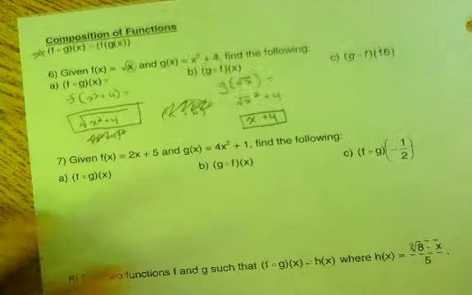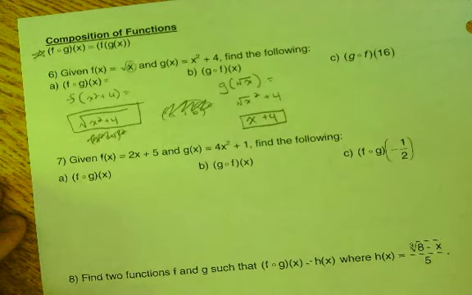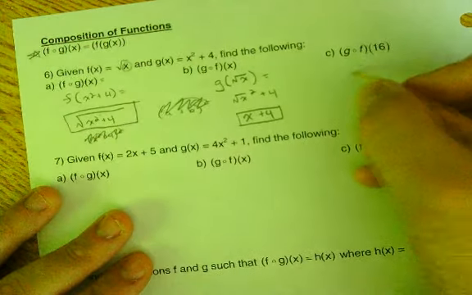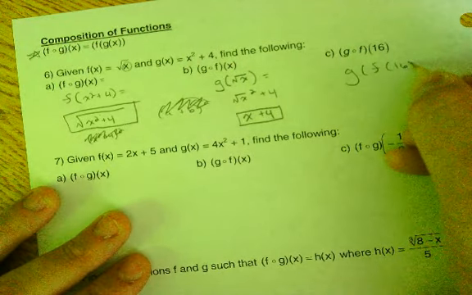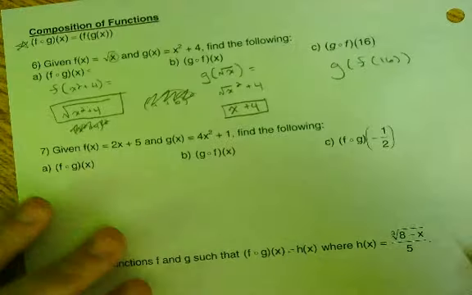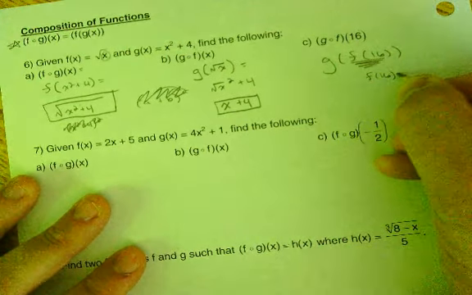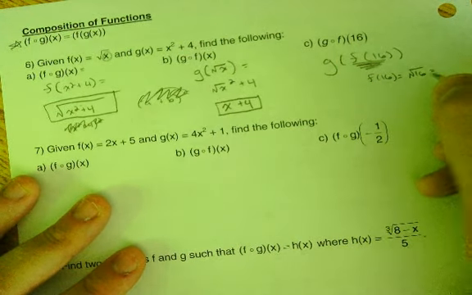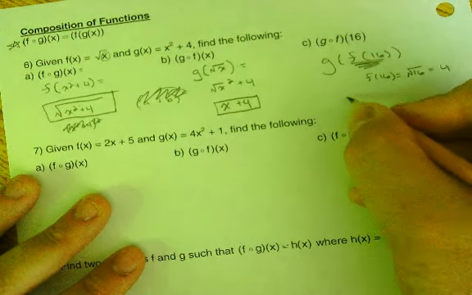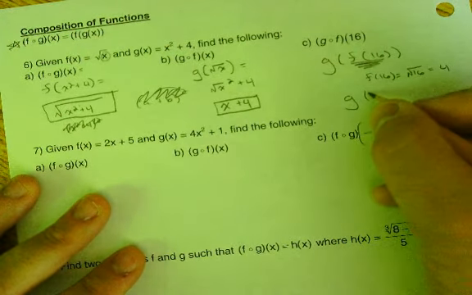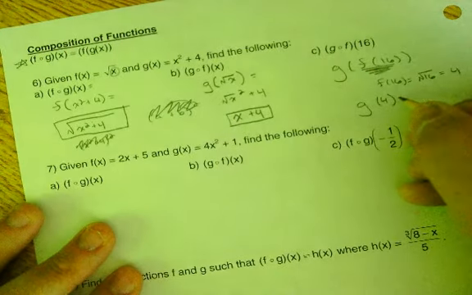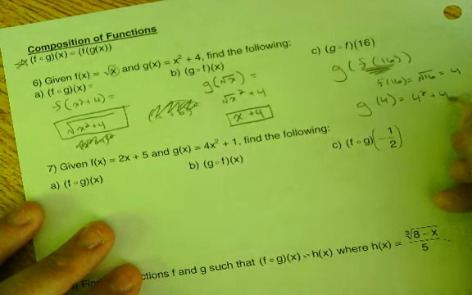We good? Okay, C. This one you have a 16. It's easiest if you just go step by step. Find out what f of 16 is, because really this is g of f of 16. Well, what is f of 16? It equals square root of 16, which you said is a 4. So now this is g of 4, which is 4 squared plus 4, which is 20.